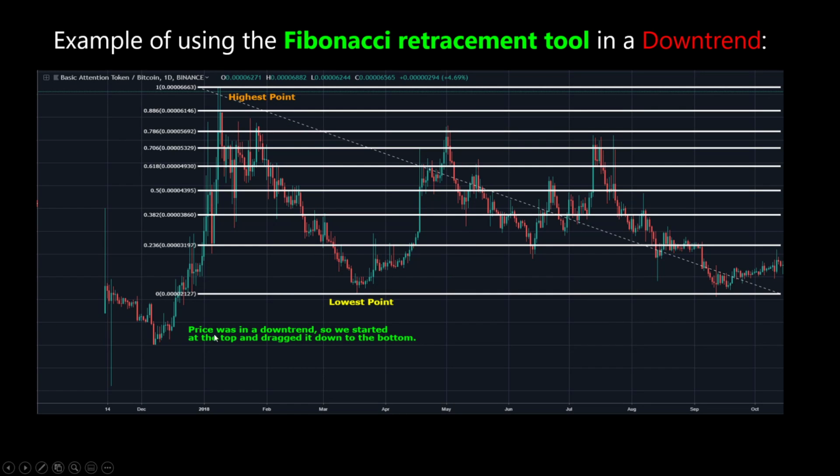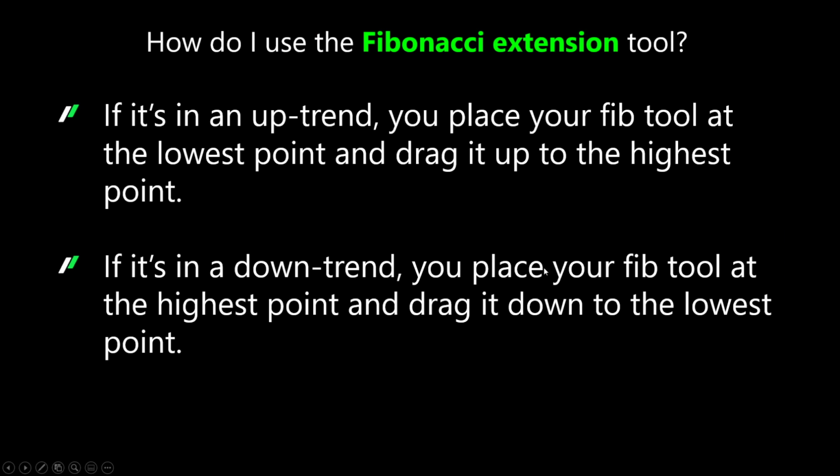And this is in a downtrend. So in a downtrend, you take it from the highest point, drag it to the lowest point, and that'll give you the pullback levels for a potential short. Or if you catch a reversal, it'll give you good places to take profits.